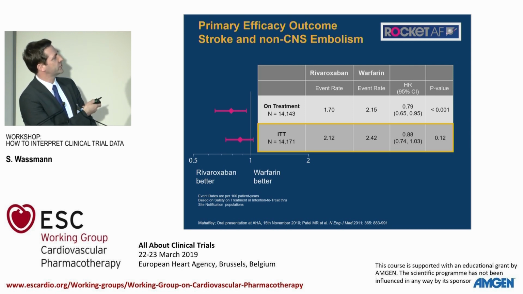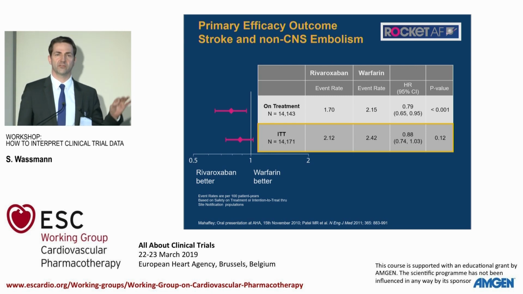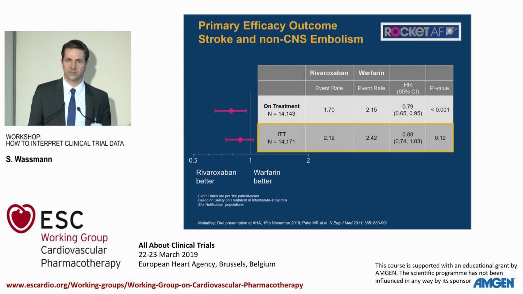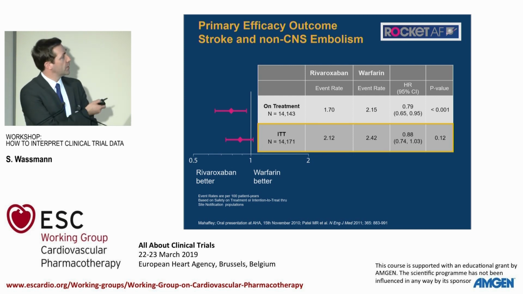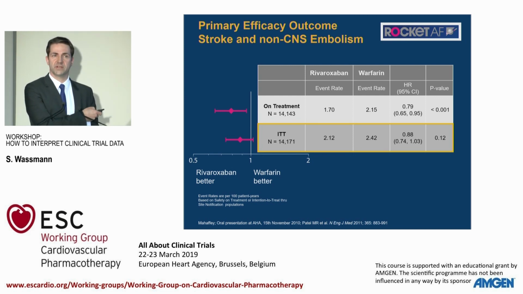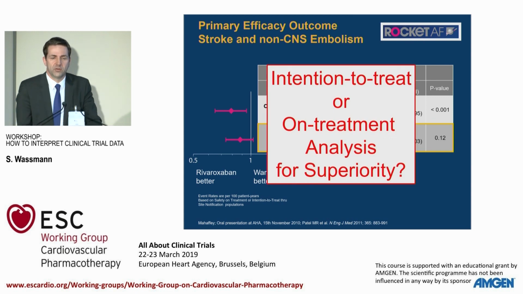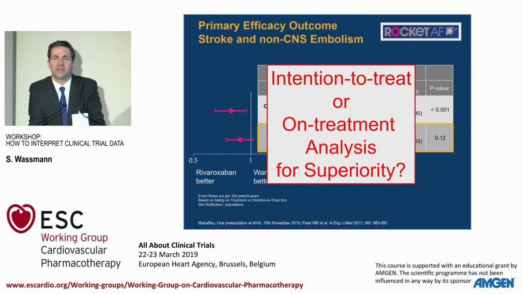This is looking in the intention to treat cohort, testing superiority, and in the on treatment cohort. You do see it makes a big difference. In the intention to treat analysis, there's no significant difference, so superiority is not met here, whereas in the on treatment cohort, it is. So what should we do looking at the primary endpoint? Intention to treat or on treatment analysis for superiority analysis?